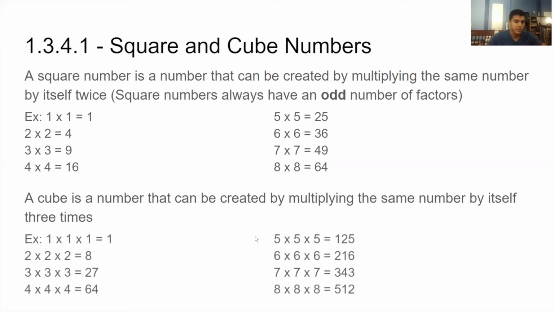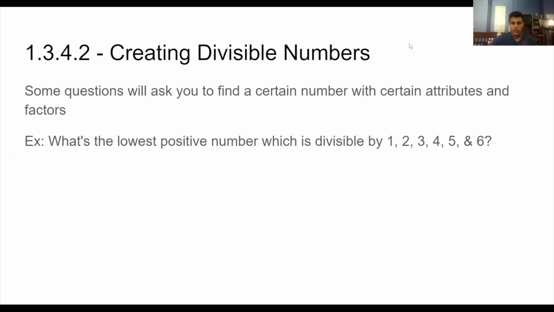And then some examples of cube numbers are 1, 8, 27, 64, 125, 216, 343, and 512. And again, those are just the first 8 cubic numbers. I encourage you to go and find out what the ones above that are, but these are just the first 8.